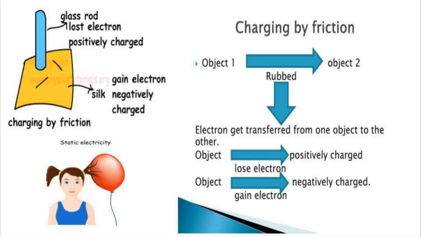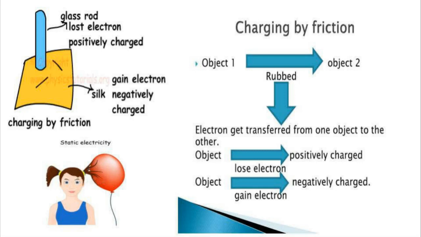Students, in this slide, 3 pictures have been given. In the first picture, a glass rod is there, and a piece of silk cloth is there. The glass rod is being rubbed with the silk cloth, and what is said is that the glass rod lost electrons and is positively charged. The silk cloth gains electrons and is negatively charged.